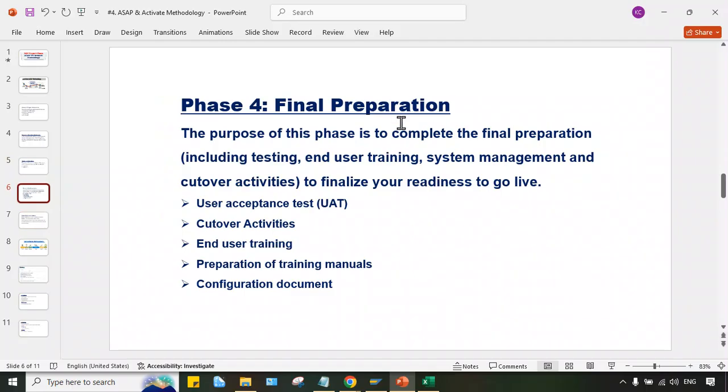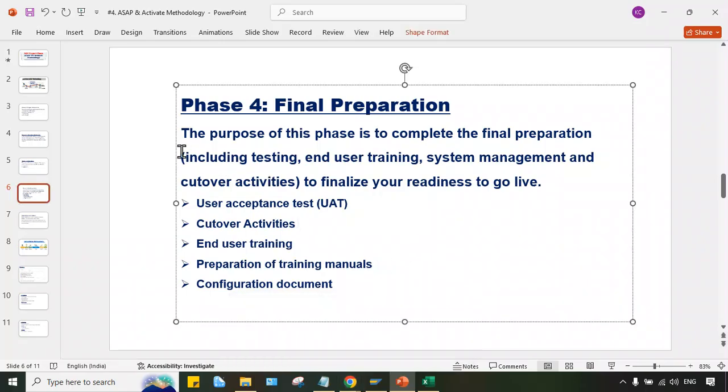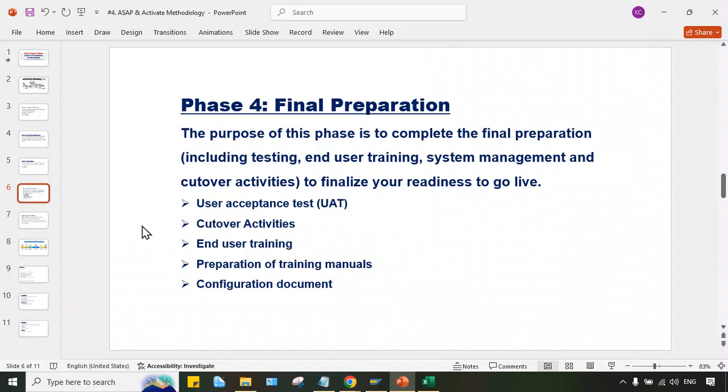So look at here, in final preparation, what is happening, guys? The purpose of this phase is to complete the final preparations, including testing, user training and system management. So I have specified all these things here. Let's have a look one by one. The first one is user acceptance test, UAT.